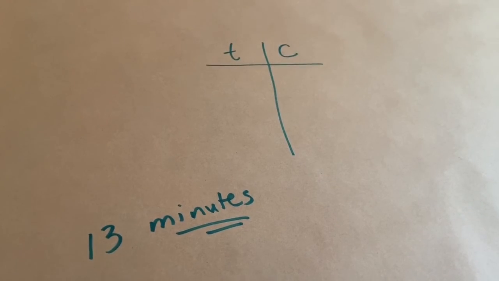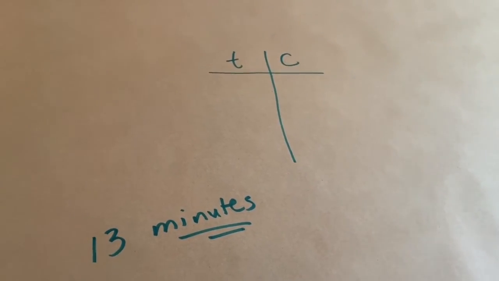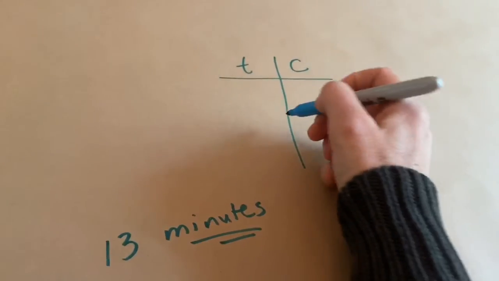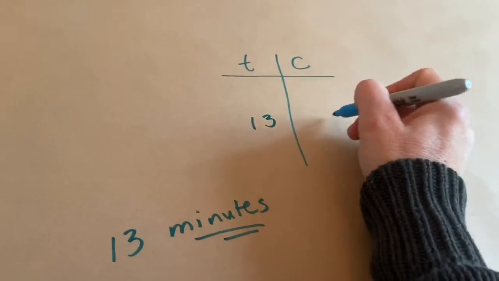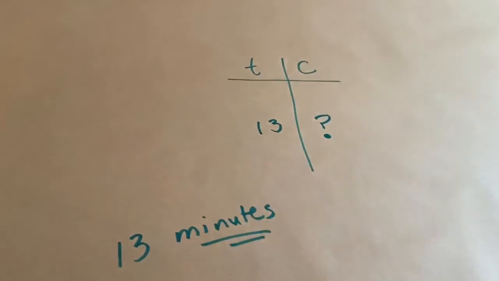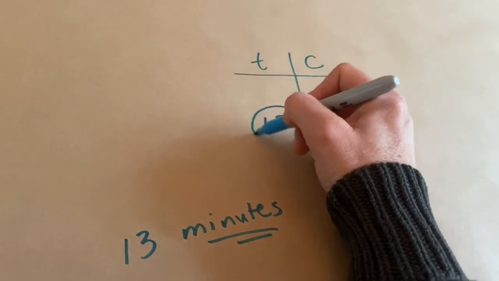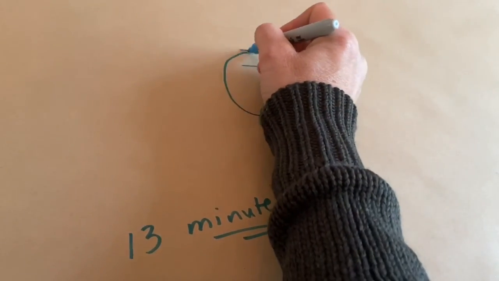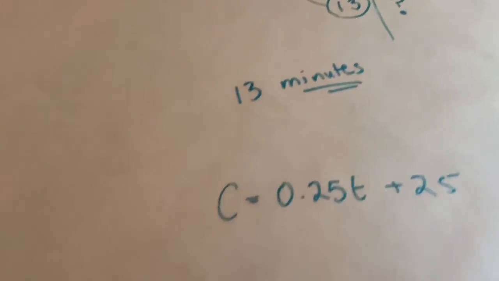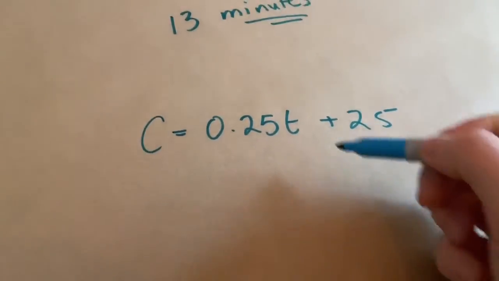So the question tells us that we speak for 13 minutes. And so which side would the 13 minutes go? The 13 minutes would go here. And we want to know how much that costs. That means that this 13 minutes is going to go where the t is. So I'm going to look at my equation for Talk a Lot. I'm going to find my t.